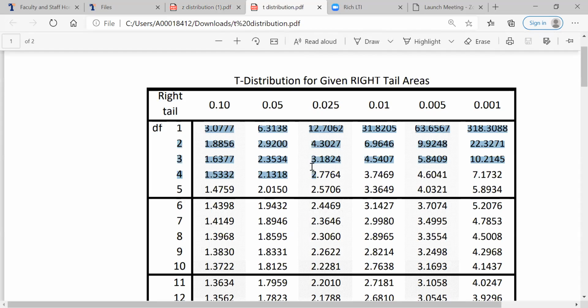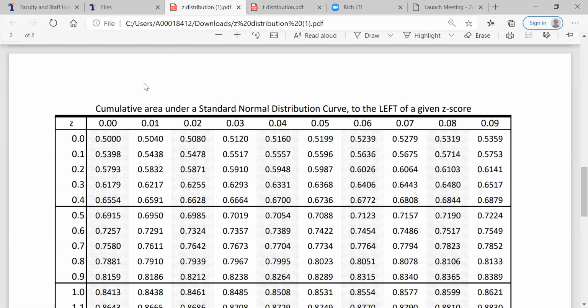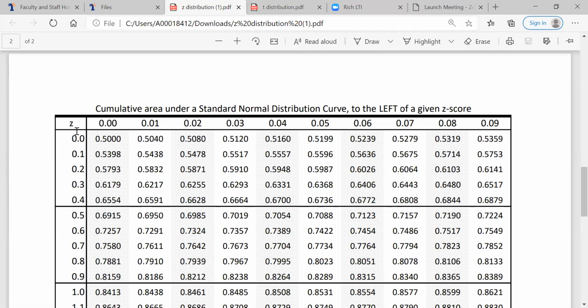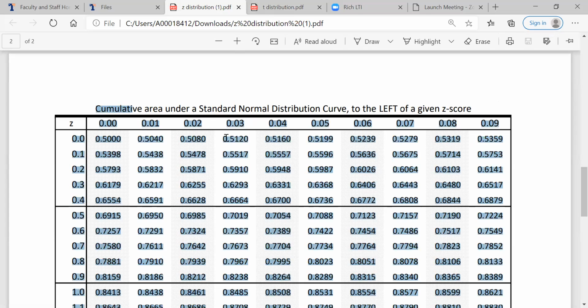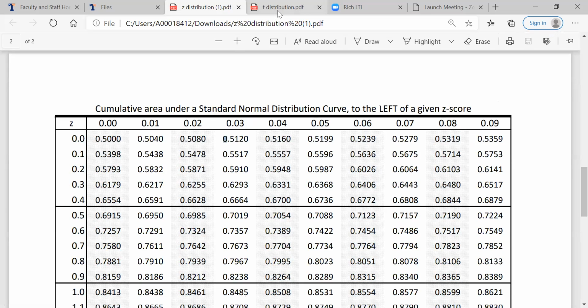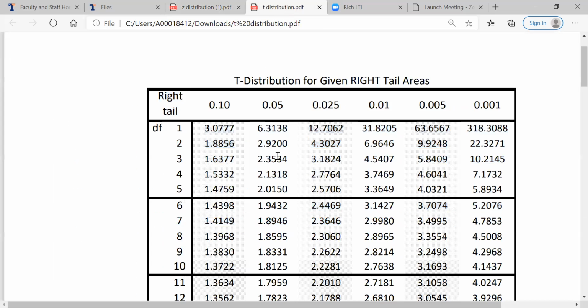So what are all these numbers on the inside? Well, these numbers on the inside are the actual t-scores. Remember in the z-distribution, the z-scores were split up into 2 pieces along the left edge and along the top row. Whereas in the t-distribution, the t's are all up in the middle. So let's go to the whiteboard and document some of the differences between the z-distribution and the t-distribution.